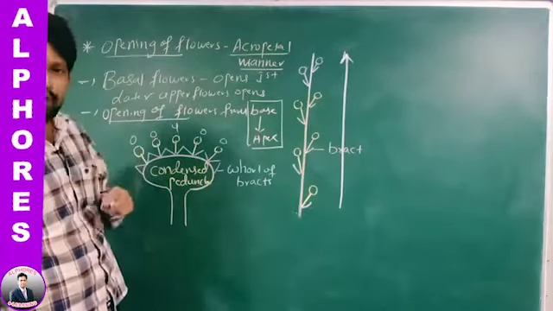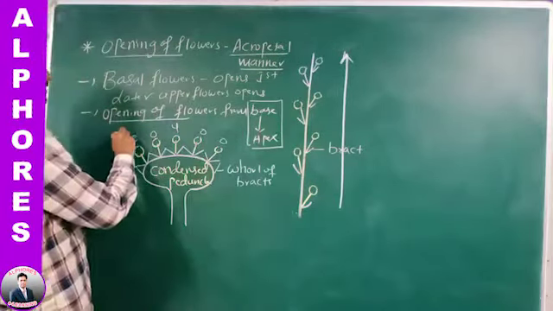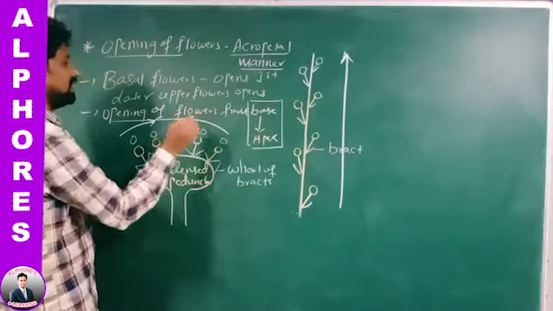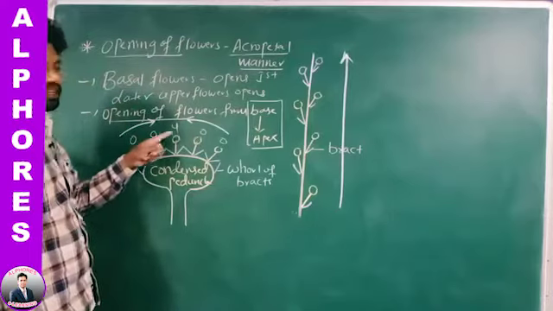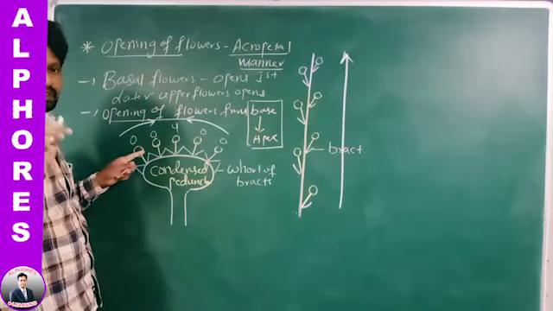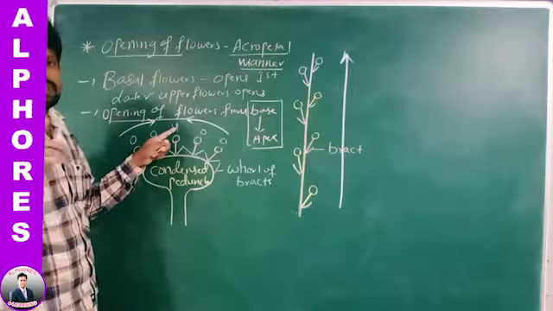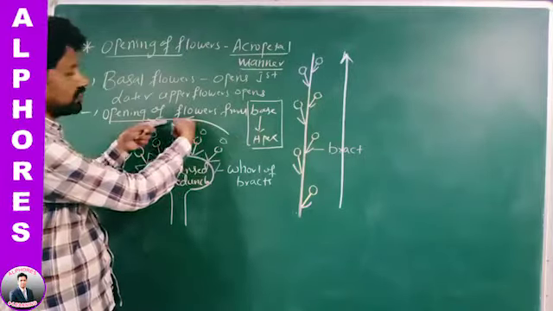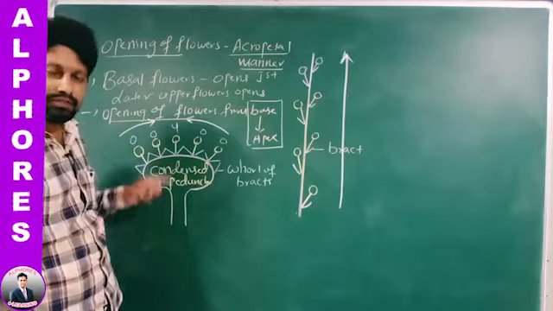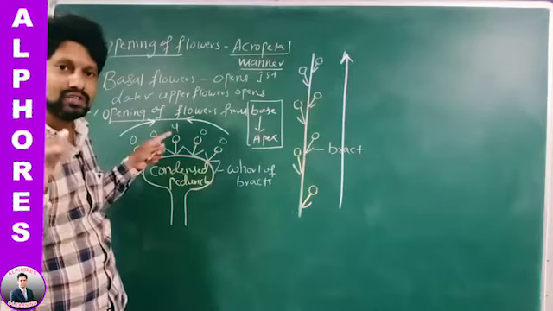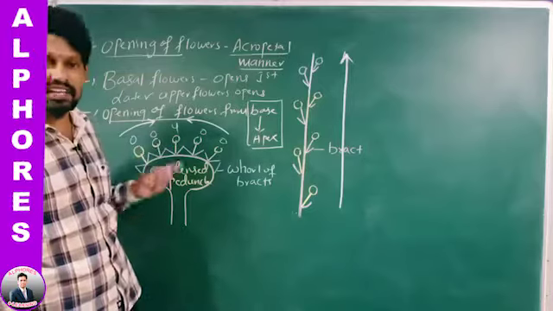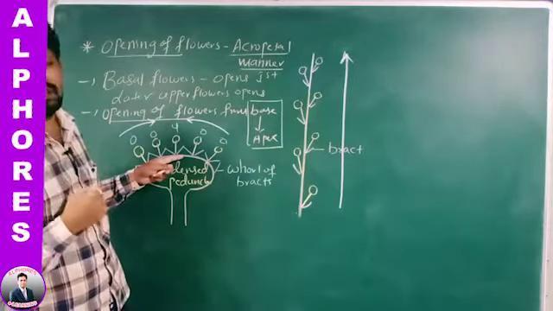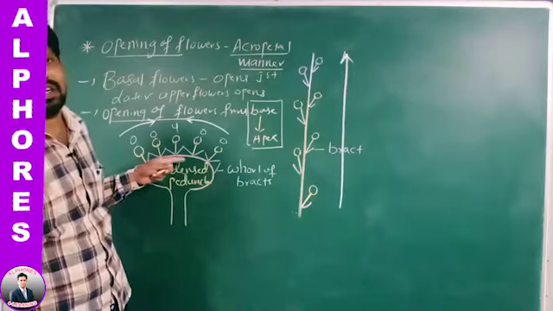Sir, which flowers open first? Older flowers open first, then only younger flowers. It means opening of flowers is proceeding from where to where? Periphery to center, because older flowers are in the periphery, younger flowers are in the center. Therefore, opening of flowers proceeds from periphery to center. Therefore, opening of flowers is also in centripetal manner. Arrangement of flowers is centripetal. Opening of flowers is also centripetal. When, sir? If peduncle is condensed.